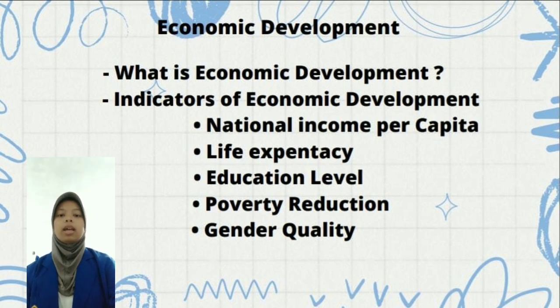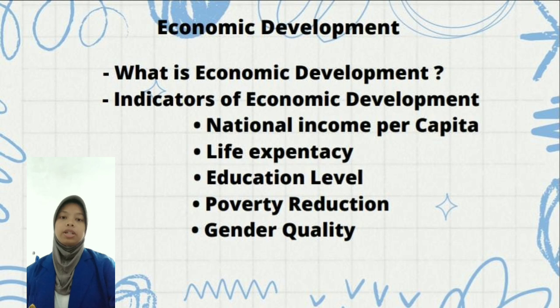And then number three is education level. Literacy rates and access to education are critical indicators. Higher education levels improve workforce skills and economic productivity. And then number four is poverty reduction. This indicator looks at the percentage of the population moving above the poverty line. A reduction in poverty signifies inclusive and equitable economic development.